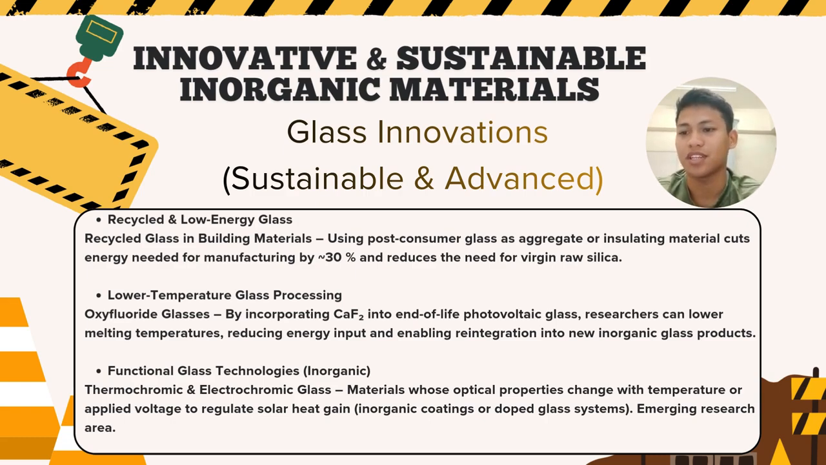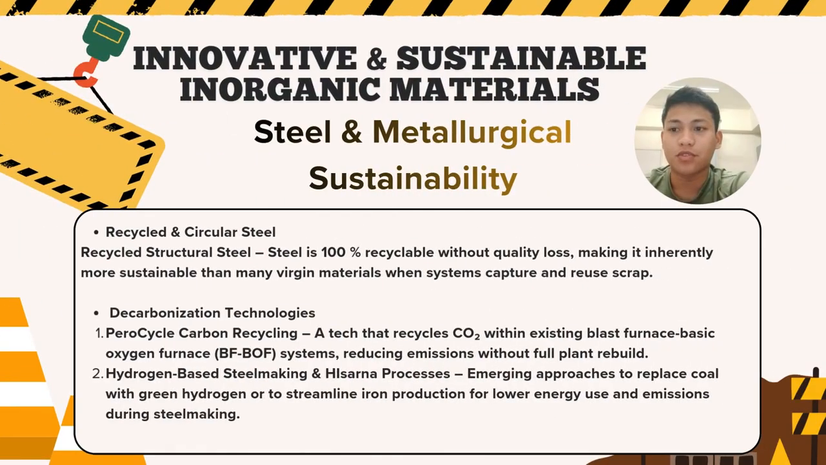Then the last one is functional glass technologies. Thermochromic and electrochromic glass: materials whose optical properties change with temperature or applied voltage to regulate solar heat gain. Inorganic coatings or doped glass systems are an emerging research area. The last one is steel and metallurgical sustainability. First one is recycled and circular steel. Recycled structural steel: steel is 100% recyclable without quality loss, making it inherently more sustainable than many virgin materials when systems capture and reuse scrap.